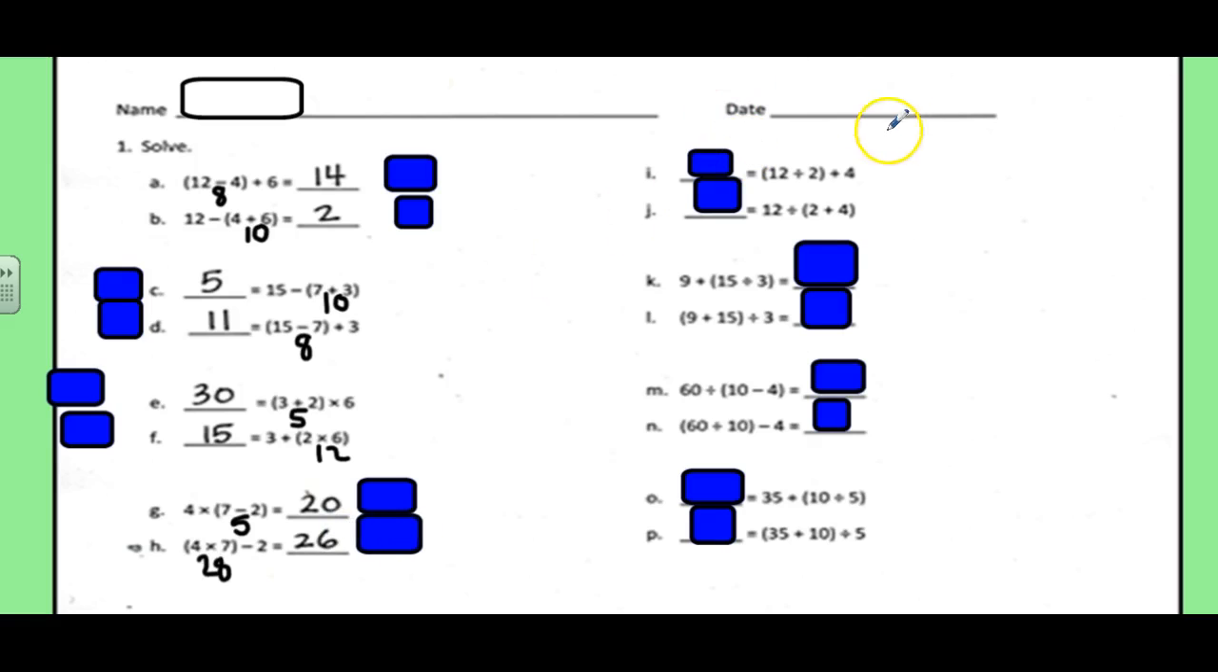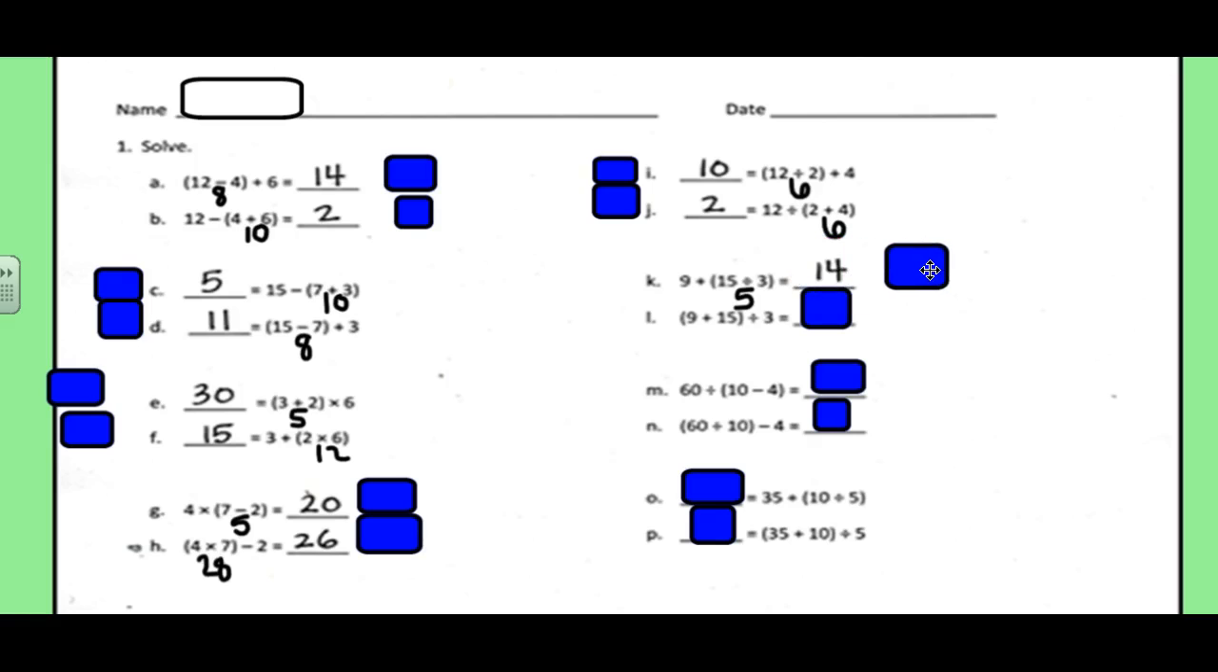Up here on I, 12 divided by 2 gives me 6. And I know that 6 plus 4 is going to give me 10. I know that 2 plus 4 gives me 6. And I know that 12 divided by 6 gives me 2. On K, 15 divided by 3 gives me 5. And I know that 9 plus 5 gives me 14. I know that 15 plus 9 is going to give me 24. And I know that 24 divided by 3 gives me 8.